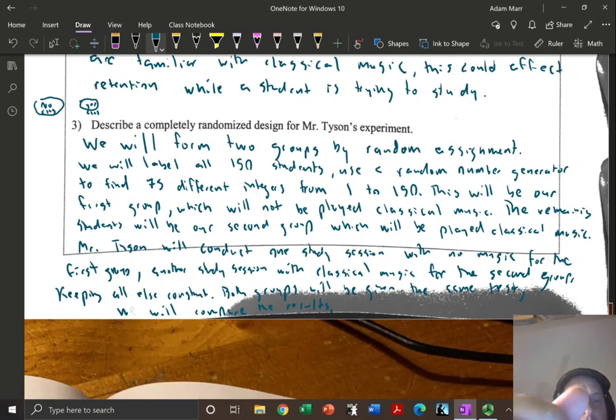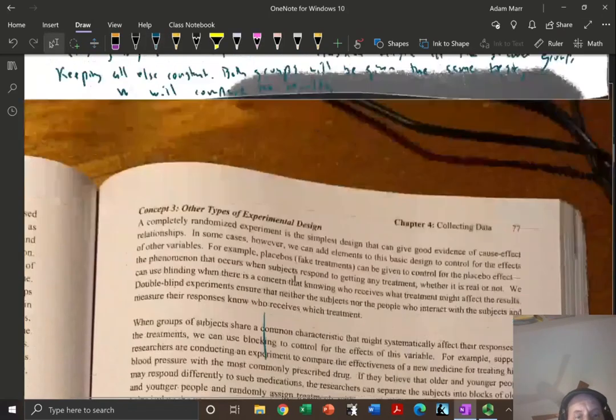I already said, Mr. Tyson will conduct one study session with no music for the first group, another study session with classical music for the second group. So that's okay. We already said the first group and second group, so I didn't have to mention it; I just basically repeated myself there. And then we're keeping all the variables constant. Both groups will be given the same test. We will compare the results. All right, something like that.